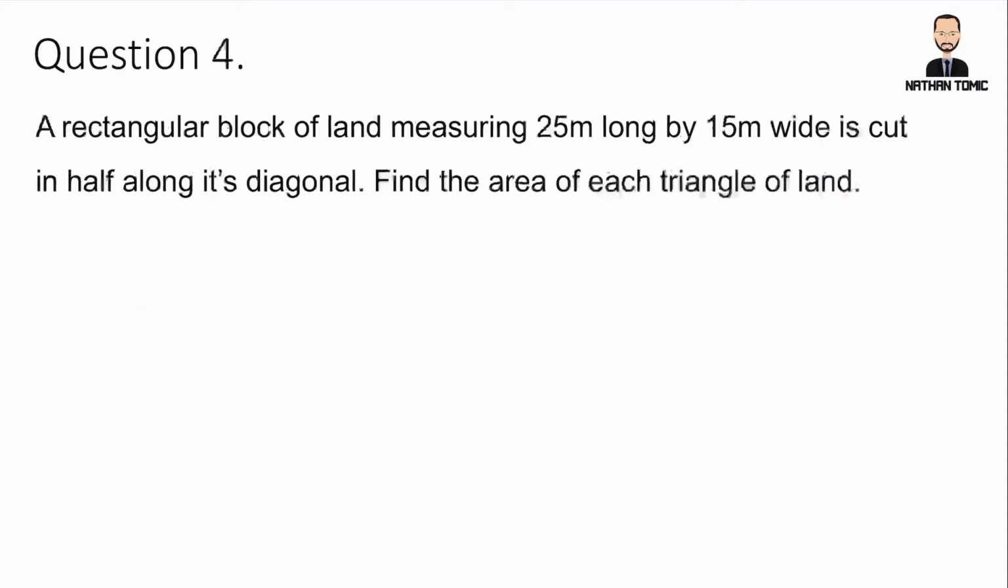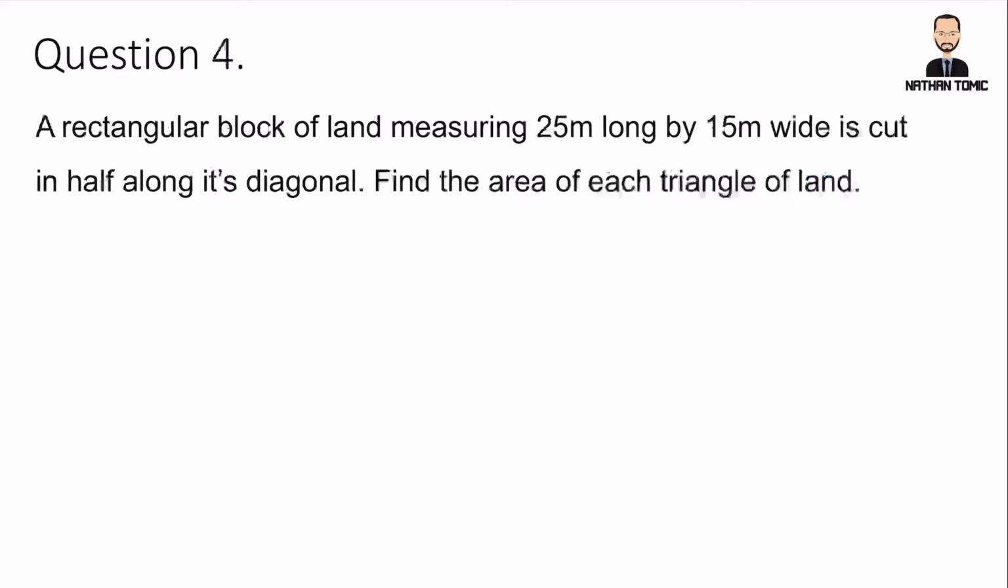Question 4, we start getting into our worded questions. A rectangular block of land measuring 25 metres long and 15 metres wide is cut in half along its diagonal. Find the area of each triangle of land. So as always, we're looking for the keywords and measurements, and I always strongly encourage you to draw a diagram to help visualize what the question's asking you.